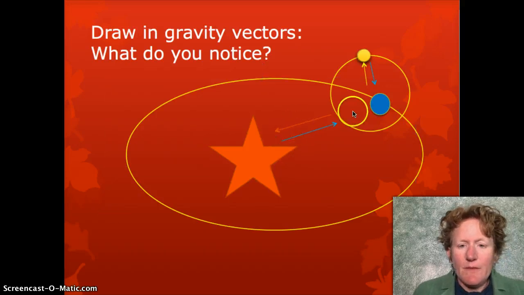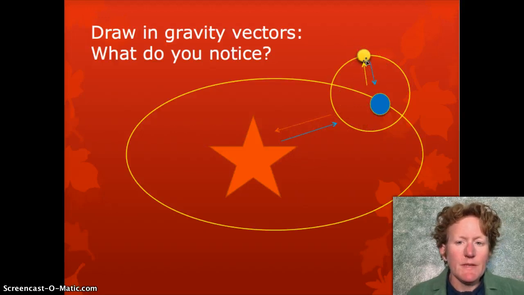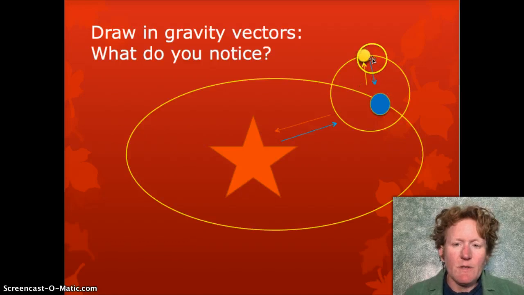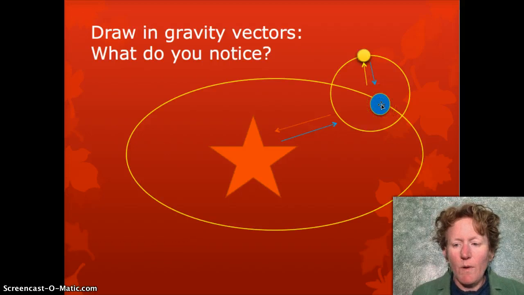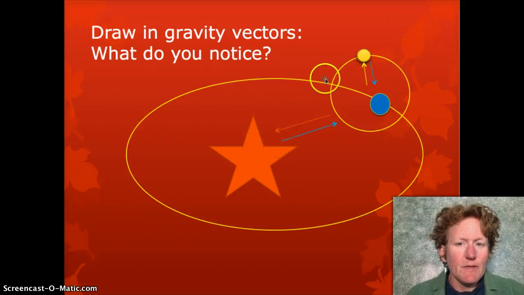There's gravitational pull between the sun and the moon. There's gravitational pull between the moon and the sun. These arrows should actually not be equal in size, because the moon is pulling on the Earth with less force than the Earth is pulling on the moon. The Earth has more mass, so it has more gravitational pull on the moon. And there is actually gravitational pull between the sun and the moon as well.